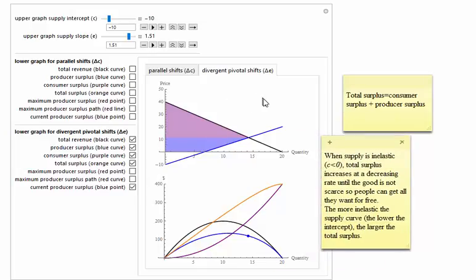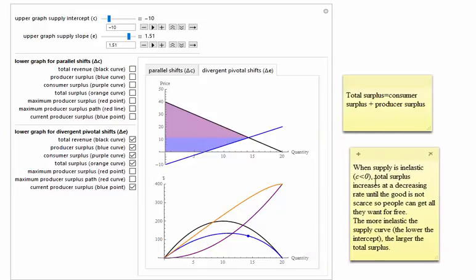The general relationship when supply is inelastic, and here inelastic, remember, is when the intercept is less than 0. Total surplus increases at a decreasing rate, so there it is, decreasing rate, until the good is not scarce, so people can get all they want for free. The more inelastic the supply curve, the lower the intercept, and the larger the total surplus. So there we have it, and that's what it looks like in this case.